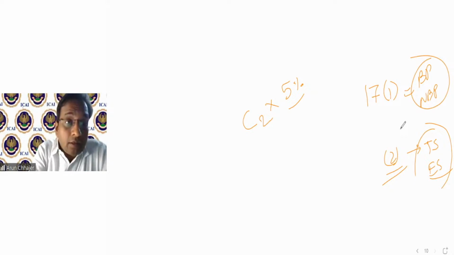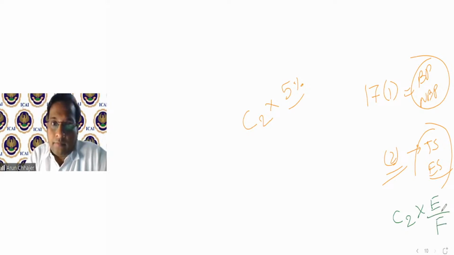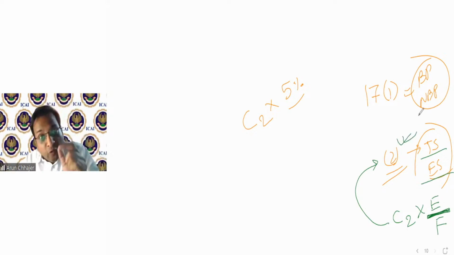See, we have applied the formula C2 multiplied by E divided by F, exempted divided by total. Why have we done so? Because the requirement of this is, you can take the ITC to the extent of taxable. So to the extent of exempt, I have to reverse. So you can calculate the value for 17.2 because you have the turnover.